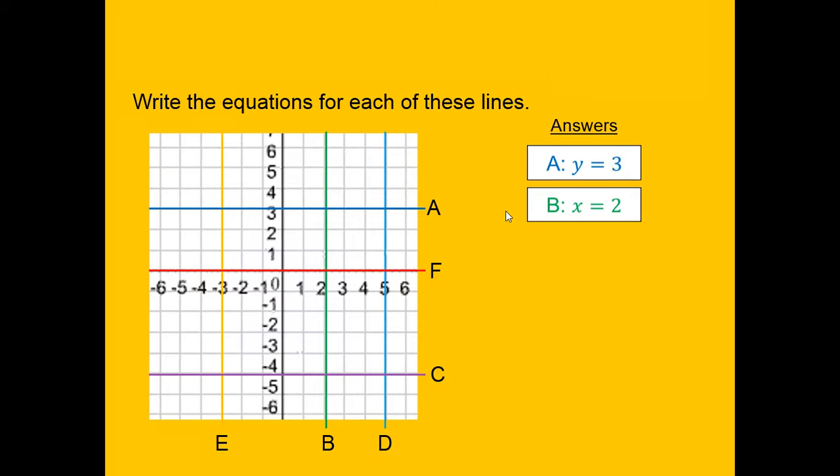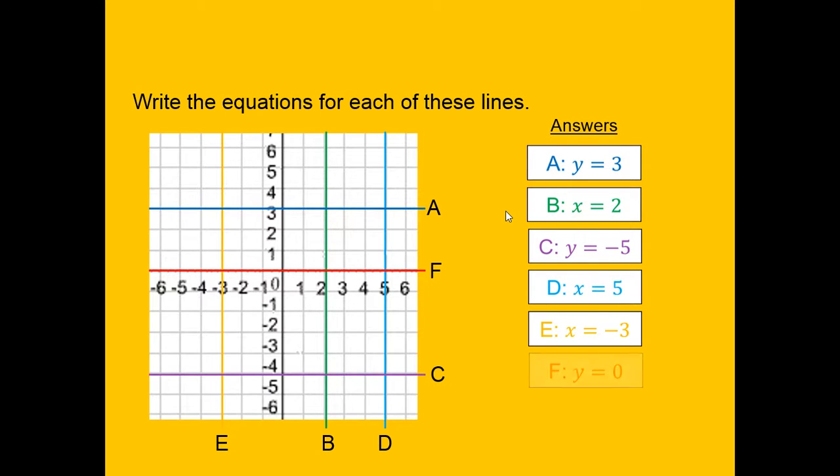B is equal to x is equal to 2. C is equal to y is equal to -5. Okay, be careful, that's -5. And D is equal to x is equal to 5. E is equal to x is equal to -3, and F is equal to y is equal to 0.